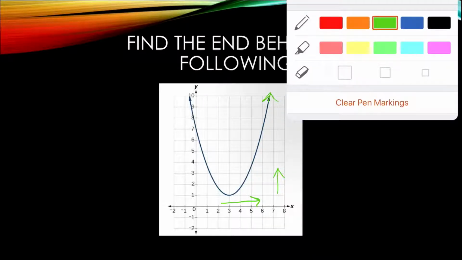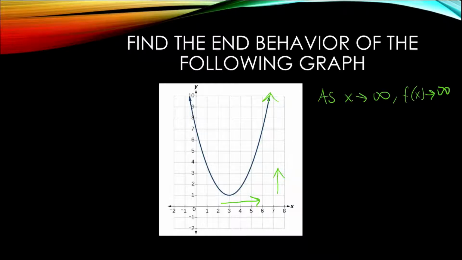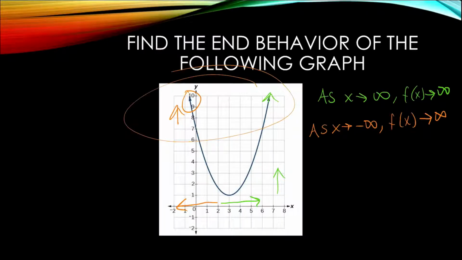Now, in my next line, I'm saying as I move to the left, as x is approaching negative infinity, I also notice that as I move really far to the left, the graph is continuing upward. So we say f of x is also approaching infinity. Notice on these quadratics, they're both going the same direction. So they should both be going up towards infinity.